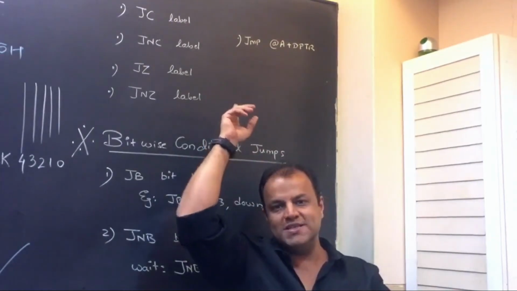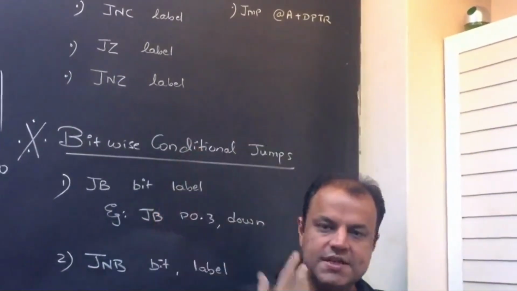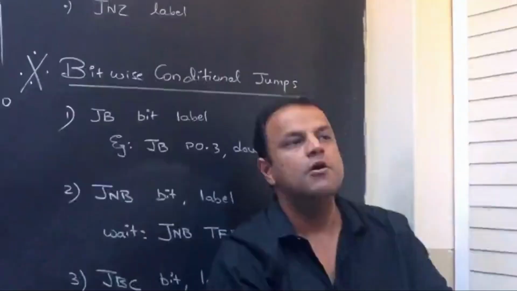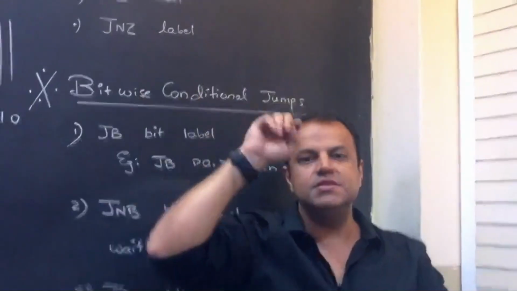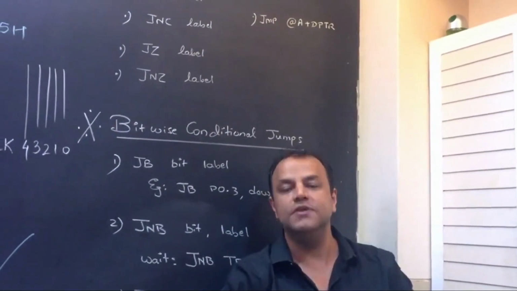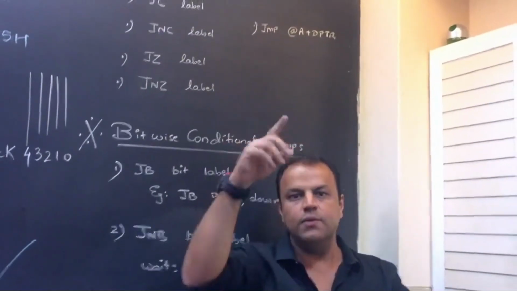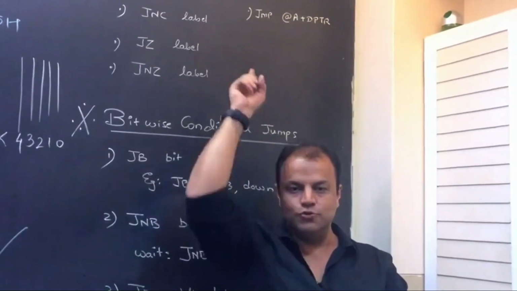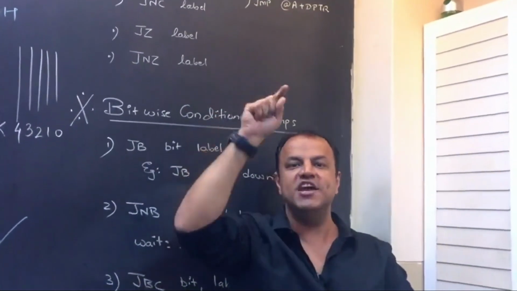Anyway, JZ, JNZ. Just like JC checks whether there is a carry or not, JZ checks whether the answer is 0 or not. But there's a difference. JC and JNC work on the carry flag. JZ and JNZ don't work on the 0 flag. There is no 0 flag. They work on the accumulator. Say again, they work on what? Accumulator. So JZ label, it will check the A register.